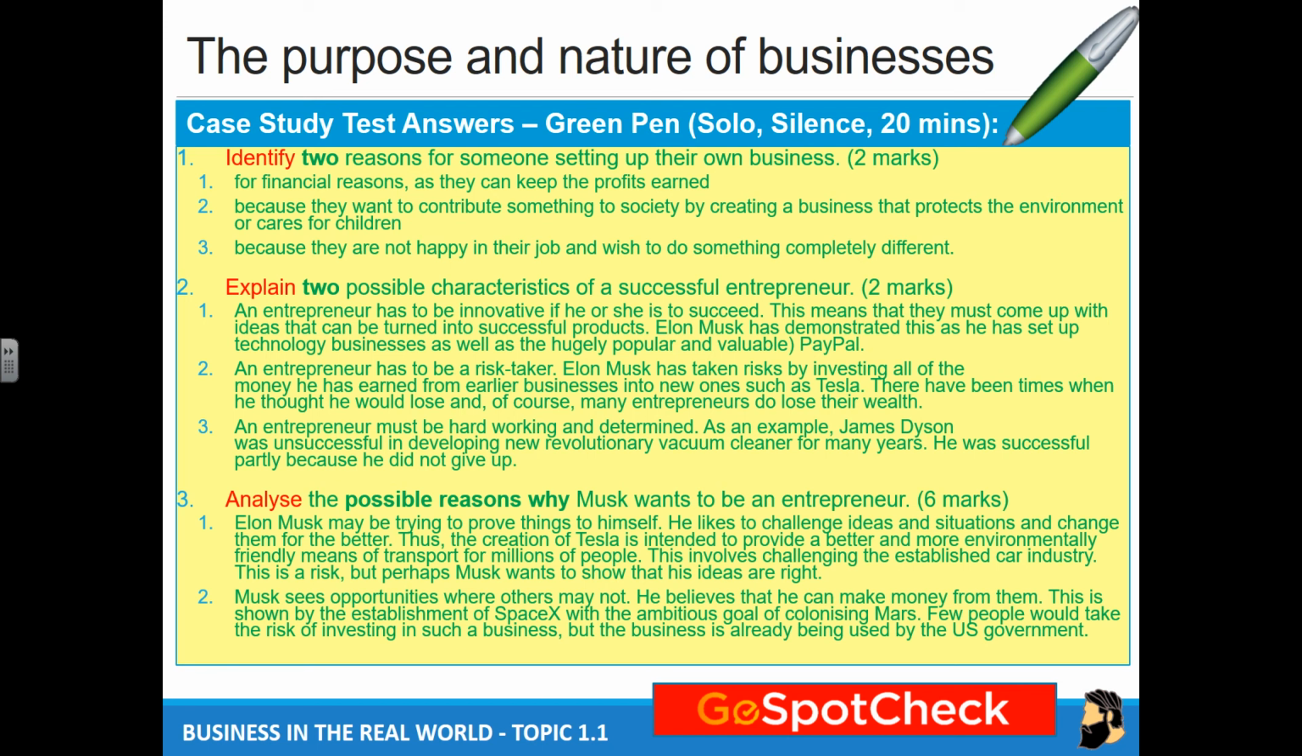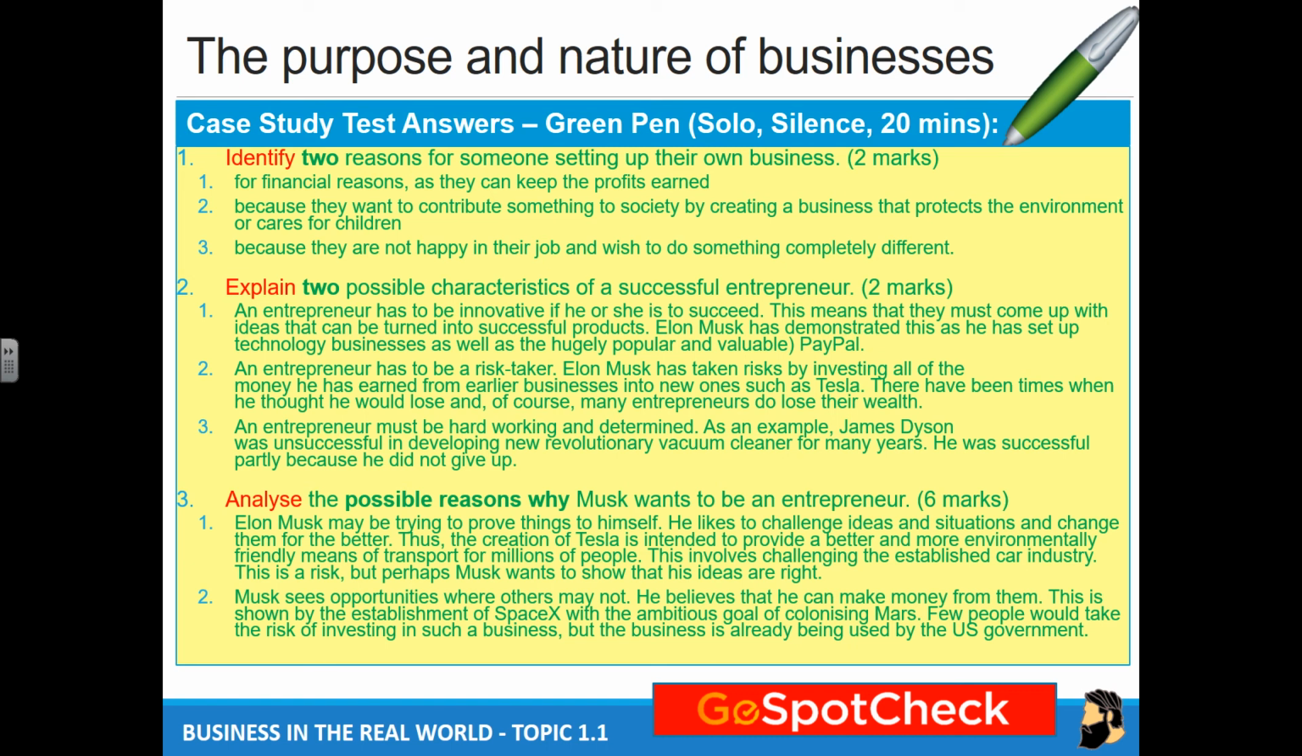Number 2, Musk sees opportunities where others may not. He believes that he can make money from this. So one is because he believes in it and he thinks it's going to make a difference. Someone has to try. That's what he says in the case study. But the second point is that he believes there's potential. There's money to be made from this.